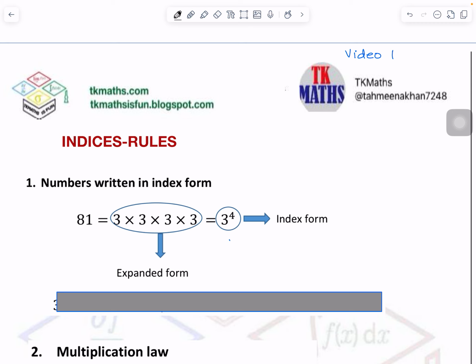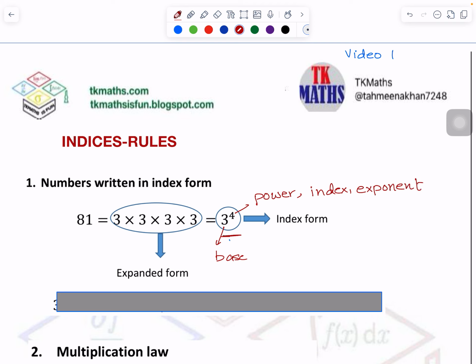Whenever a number is written in this form, like 3 power 4, this is called index form. 3 is called the base, B-A-S-E, and 4 is called either the power, index, or exponent. Three names for the same thing.